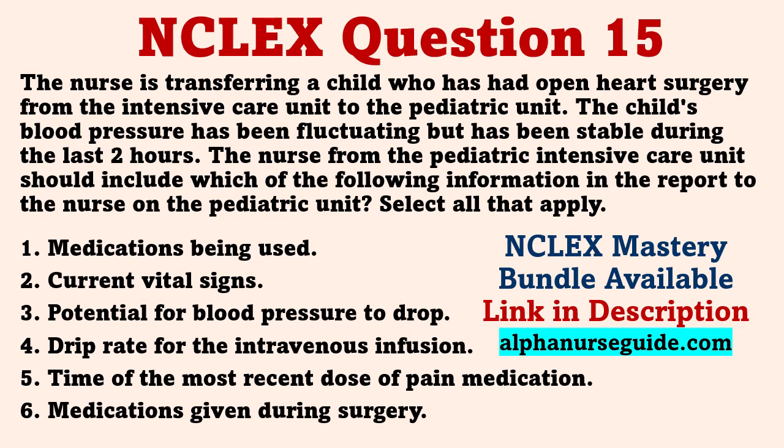The nurse is transferring a child who has had open heart surgery from the intensive care unit to the pediatric unit. The child's blood pressure has been fluctuating, but has been stable during the last 2 hours. The nurse from the pediatric intensive care unit should include which of the following information in the report to the nurse on the pediatric unit? Select all that apply. 1. Medications being used. 2. Current vital signs. 3. Potential for blood pressure to drop. 4. Drip rate for the intravenous infusion. 5. Time of the most recent dose of pain medication. 6. Medications given during surgery.